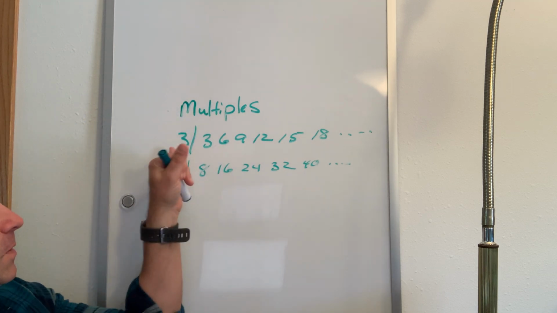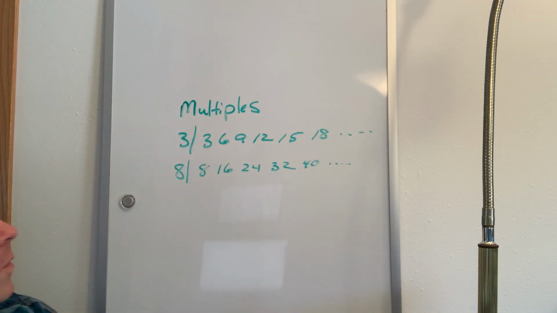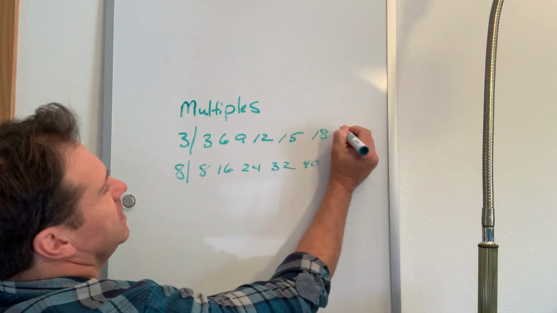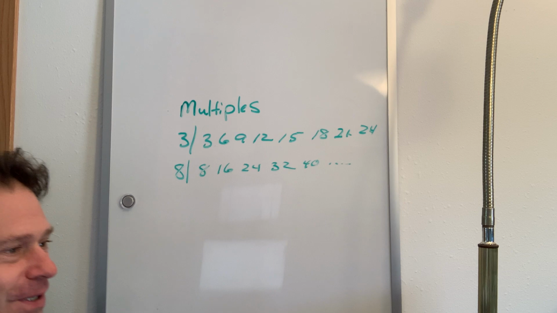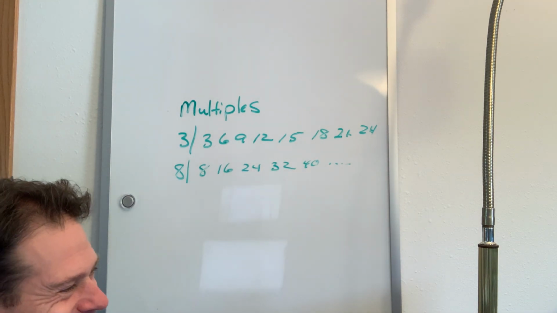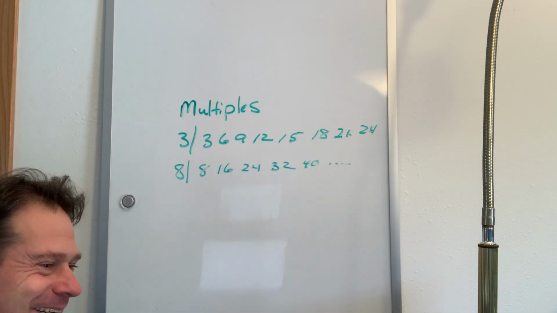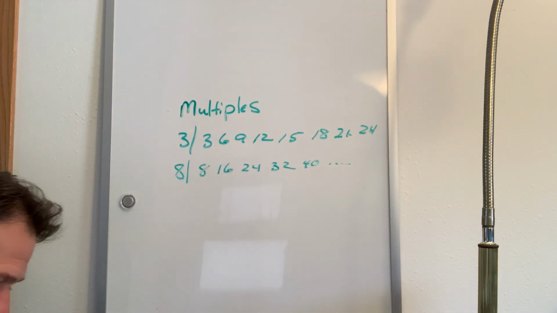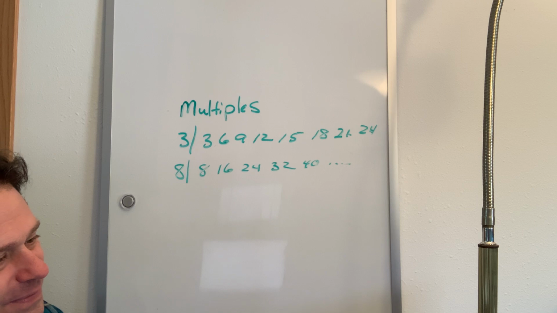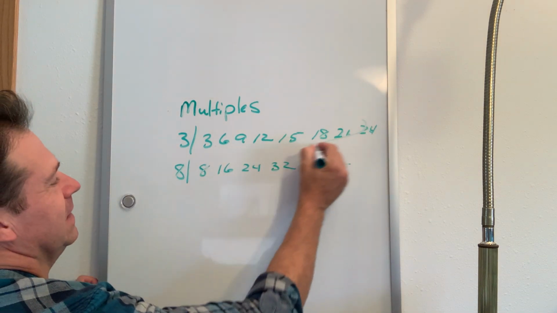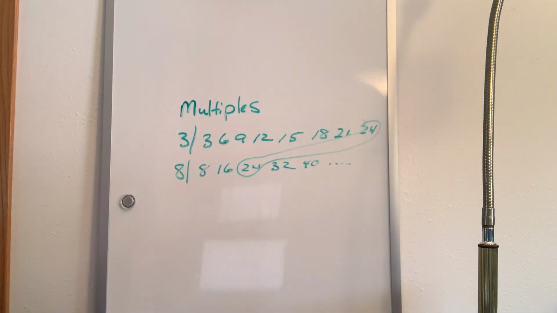So these are multiples. Multiples of 3, multiples of 8. They go up. What's the first one that they have? Which ones do they have in common? 18, 21, 24. Okay. Which one do they have in common? Luna, which one do they have in common? 24. Yep, good. It's the one they have in common.